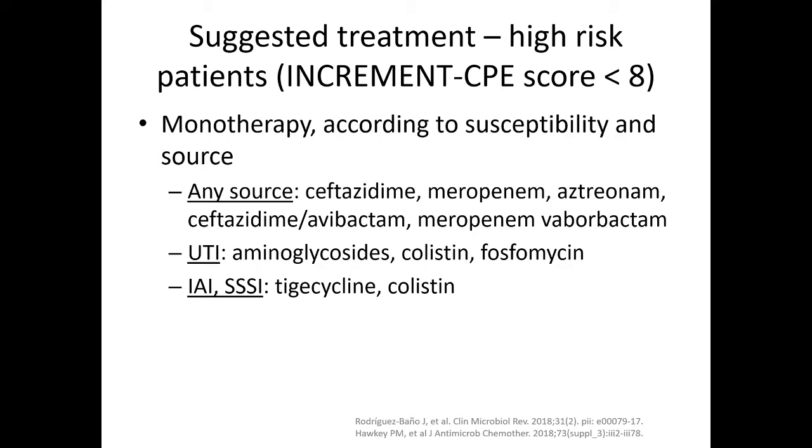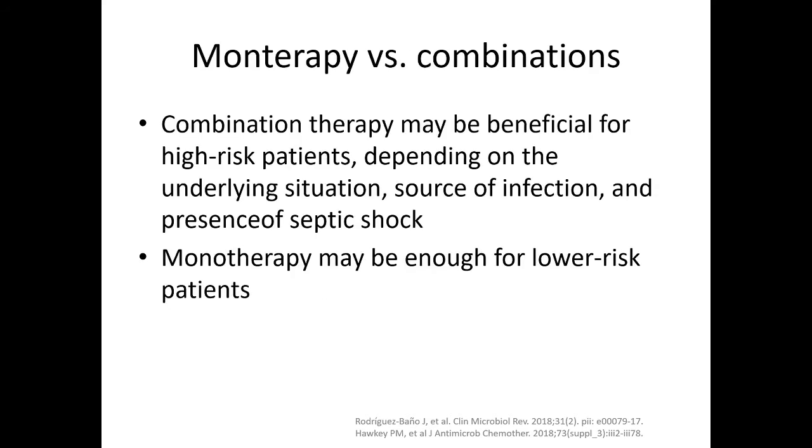In less sick patients, with the INCREMENT-CPE score of less than 8, you can treat patients with monotherapy. If you are not sure of the source, then beta-lactams are the treatment of choice. In urinary tract infections, you can start with aminoglycosides or colistin or fosfomycin. In intra-abdominal infections and in skin and soft tissue infections, tigecycline or colistin are the preferable drugs of choice.